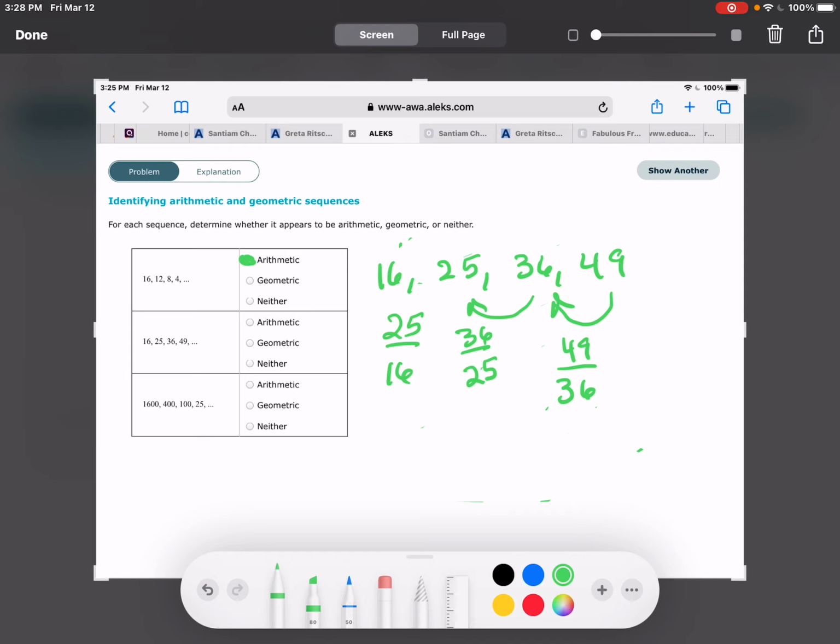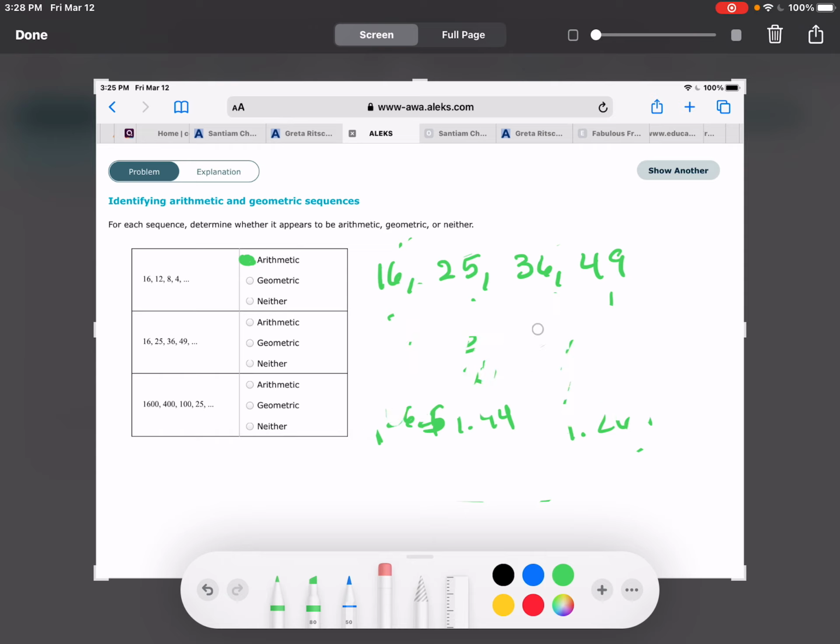Alexa, what is 49 divided by 36? 49 divided by 36 is 1.3611. If I heard her right, that's what she said. Alexa, what is 36 divided by 25? 36 divided by 25 is 1.44. Alexa, what is 25 divided by 16? 25 divided by 16 is 1.5625. So definitely not geometric at all.